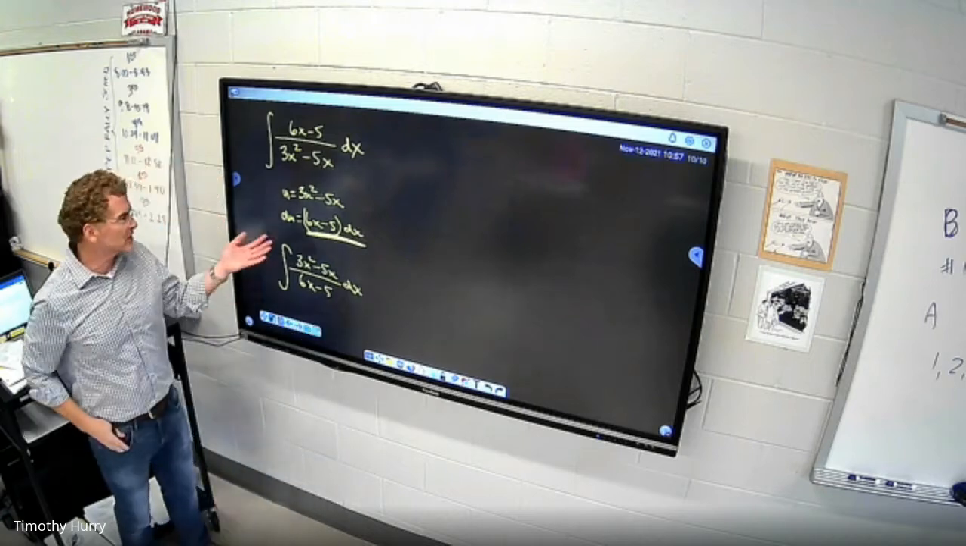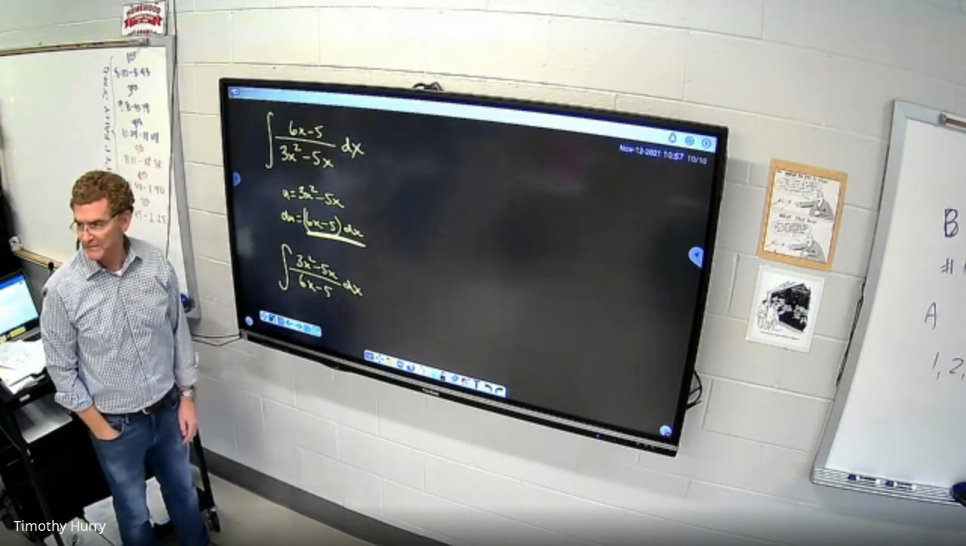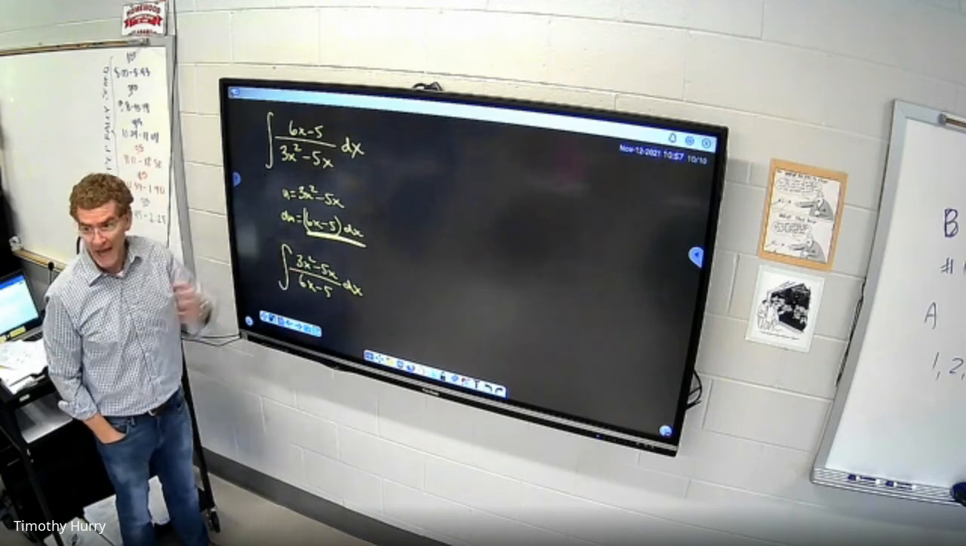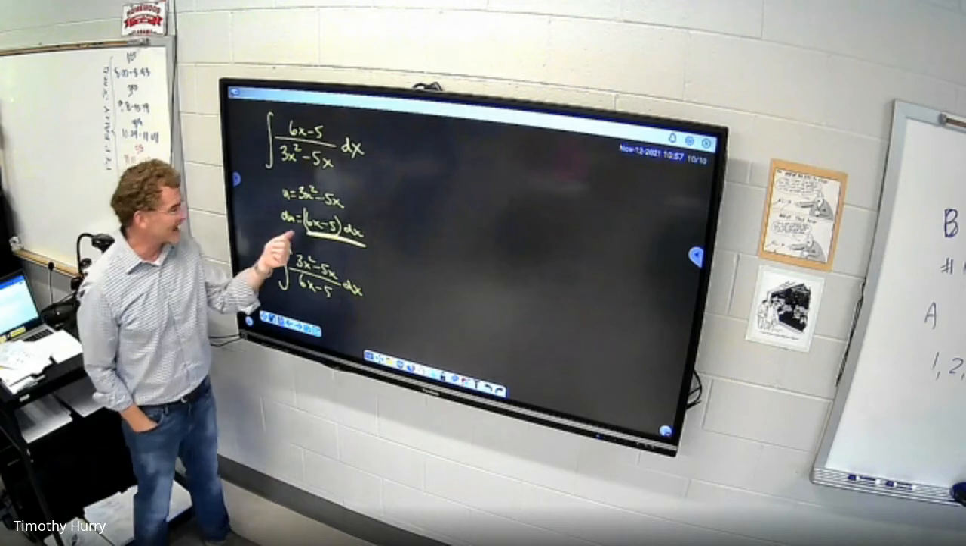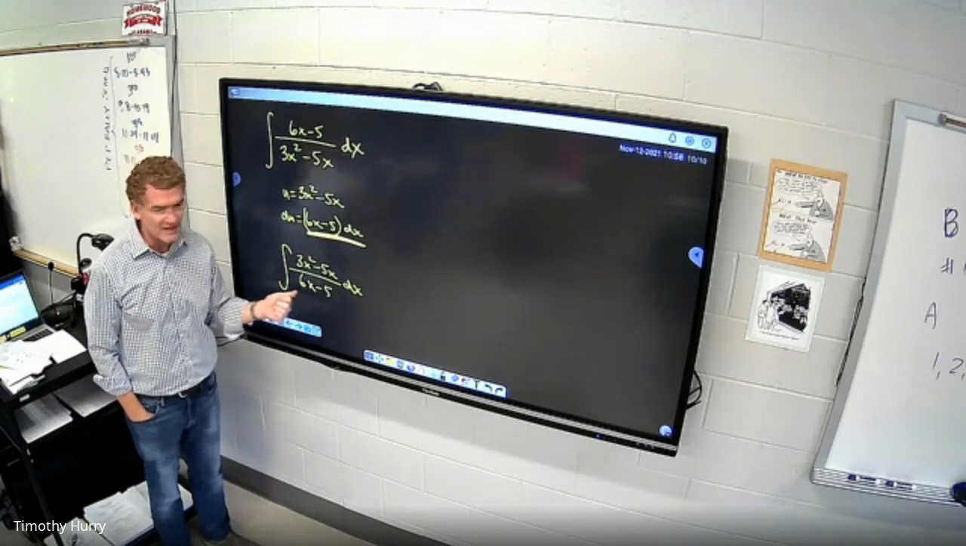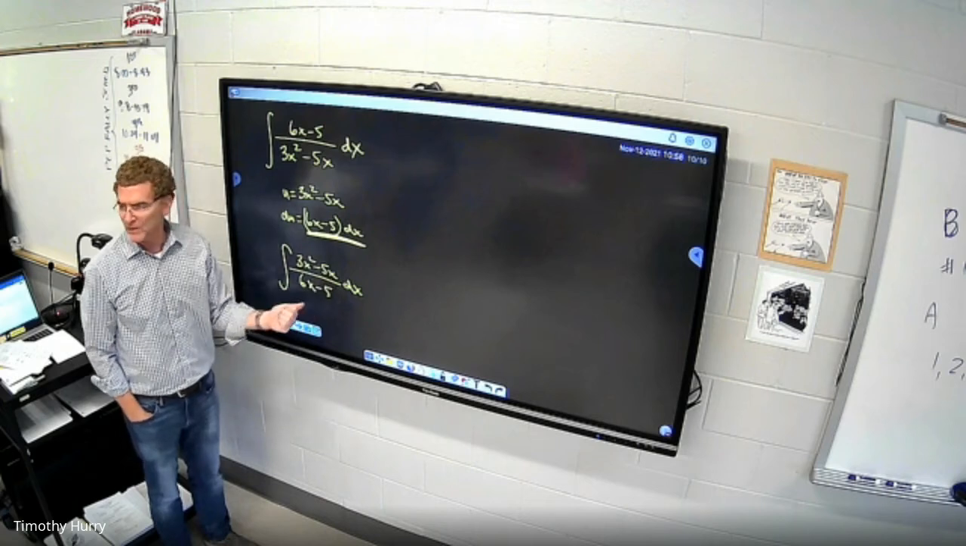Does this u substitution still work if it was this? Because right here, if I call that u, which is the highest power, then I get this, but that 6x minus 5 is in the numerator. This is like a 1 over 6x minus 5. This would not work here, would it?